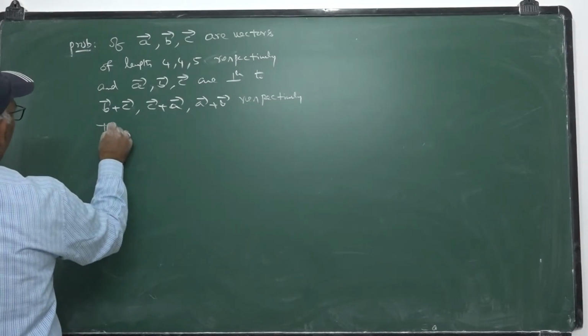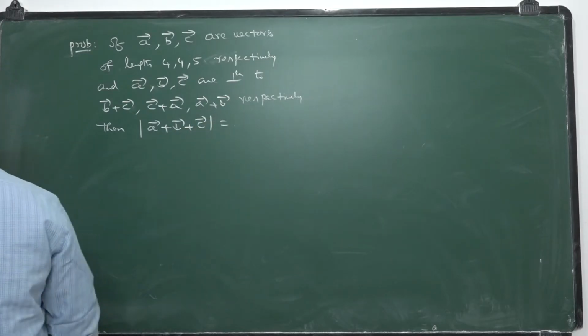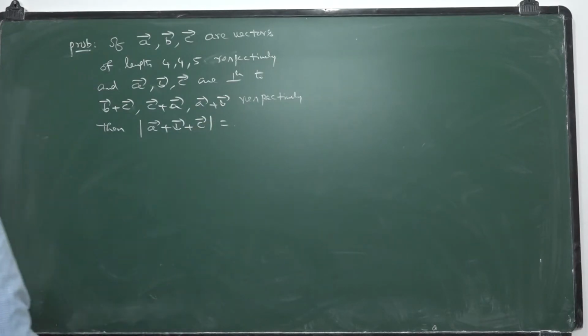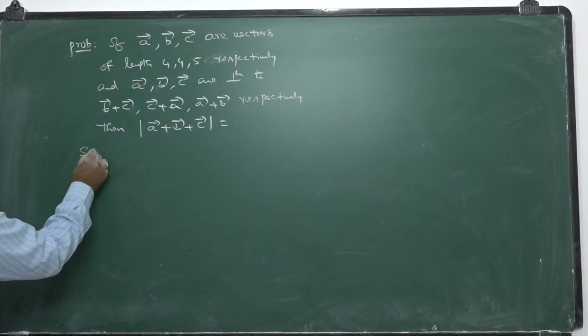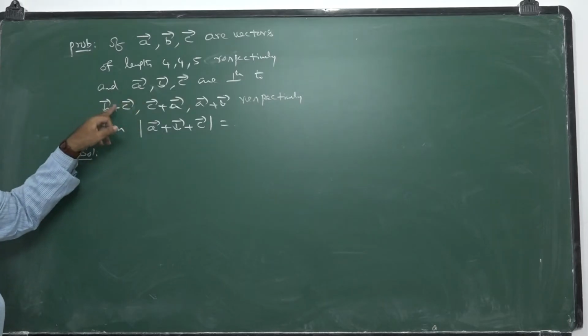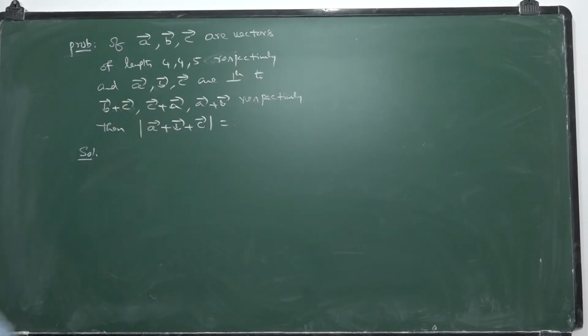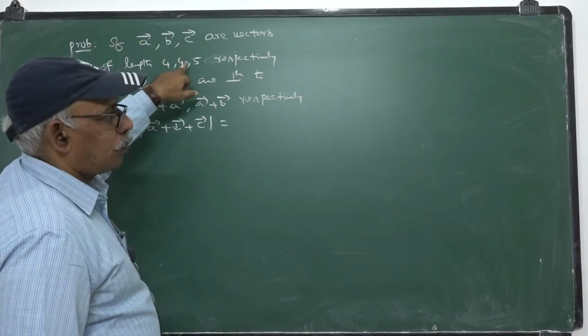Then the modulus of A bar plus B bar plus C bar, value. Okay. This is one important problem. A bar, B bar, C bar are such that one is perpendicular to the sum of the other two vectors. Moreover, their magnitudes are respectively 4, 4, 5.